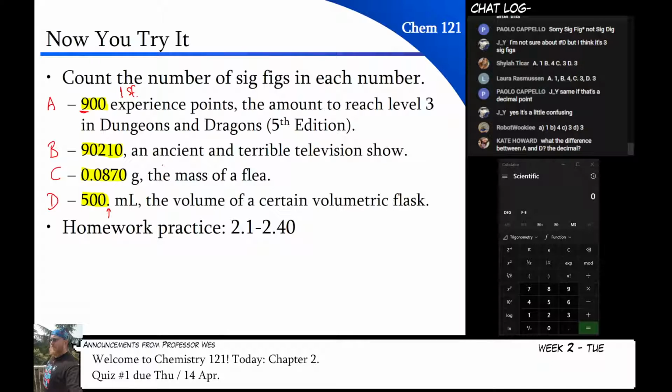For B, 90210, these are all significant, including this 0, because it's stuck between them. But this 0 is a placeholder. So there would be 4 significant figures. For C, we apply the decimal rule, so these are significant figures because they're non-zero. And then everything to the right is 2. So this would have 3 sig figs.